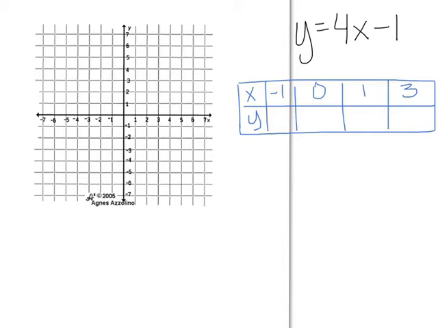So we'll find those really quickly by saying y equals 4x minus 1 and see what happens when x is a -1. 4 times a -1 is a -4. -4 minus 1 is a -5. So when x is -1, y is a -5. So we'll go ahead and fill that in on our chart, and we'll also go ahead and graph that while we're at it. When x is a -1, y is a -5.